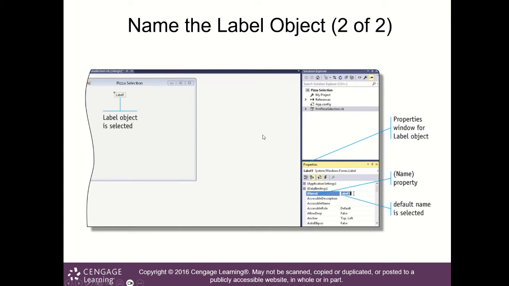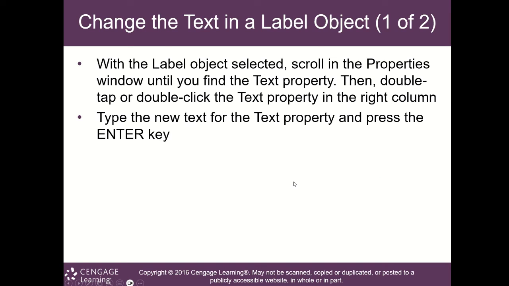This is illustrated in this picture. So you select the label 1, then go to the properties. You will find the name. You change the name to a different name, whatever you want.